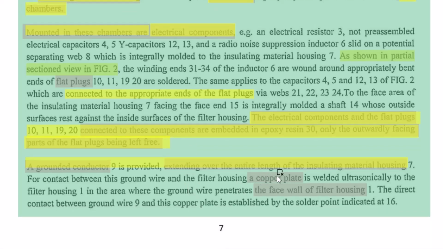Yes, we can talk about this copper plate and how the grounded conductor is connected to the filter housing using a copper plate. How do we write it? The electrical noise filter as claimed in claim 1, wherein the grounded conductor is connected to the filter housing through a copper plate. Now if you want to write one more, what you can write is how the copper plate is welded to the filter housing using the ultrasonic mechanism. This could be another dependent claim.